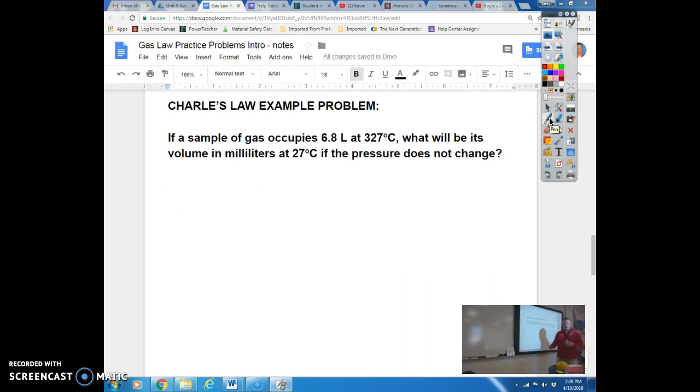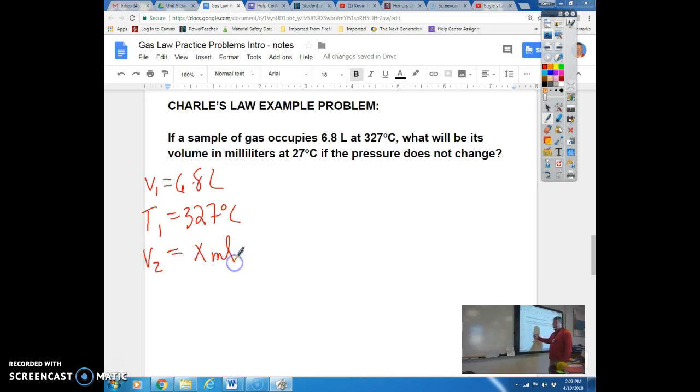Okay, let's try a practice one here. We'll do one sample problem with Charles' law like we did with Boyle's. First thing, let's make our list. It says we have a sample gas that occupies 6.8 liters. There's V1, 6.8 liters, at a sample temperature of 327 degrees Celsius. What will be its volume in milliliters? That's V2, X milliliters at 27 degrees Celsius, temperature 2.